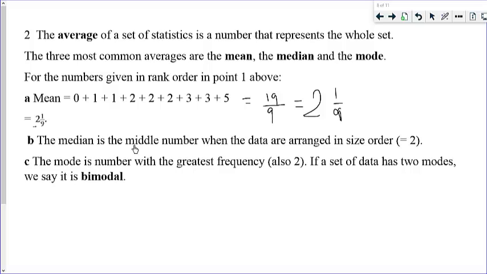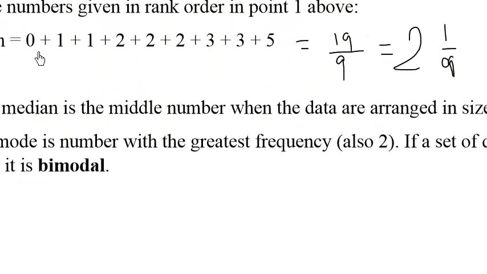Now the median is the middle number when the data are arranged in order. So if you arrange this in order, we have 4 from the left and 4 from the right. So the middle number is 2. Hence 2 is the median.